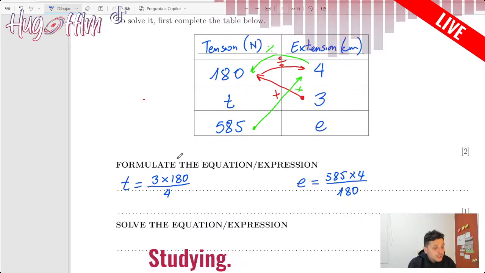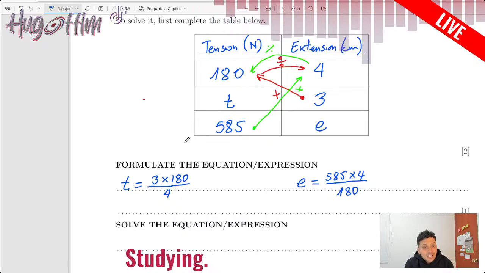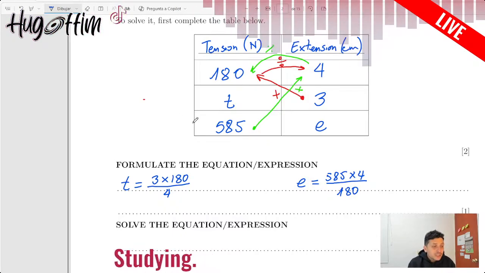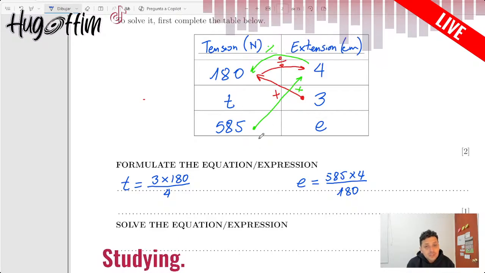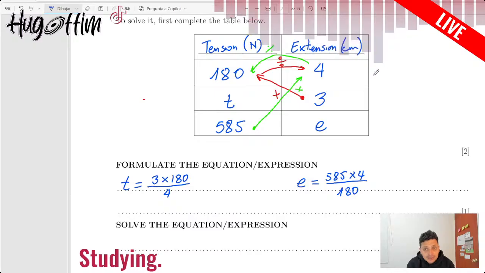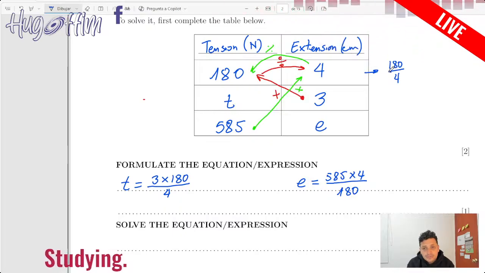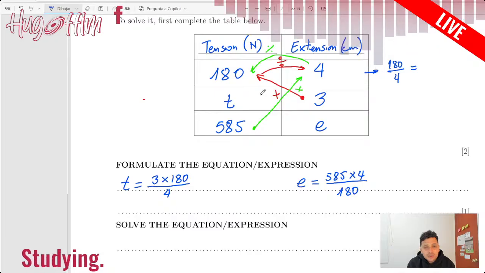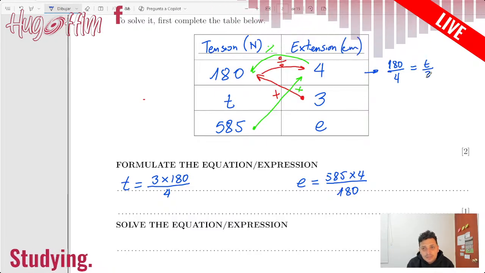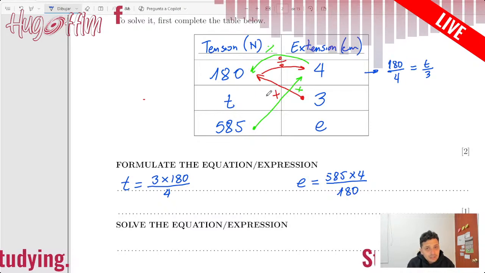The other option is that as this is a direct variation, the ratio of both magnitudes is going to be constant. So what does it mean? It means that if I divide 180 divided by 4, it's going to be equal to T divided by 3. The division is going to be constant.